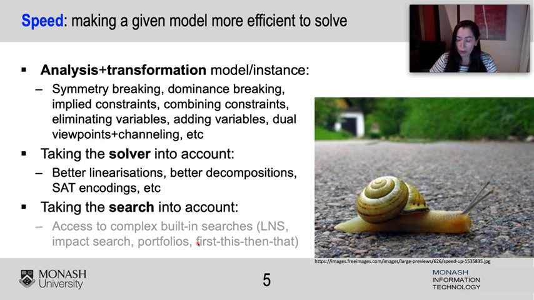So rather than having no search or having a very simplistic search, transforming the model to give it access to complex built-in searches like large neighborhood search, like impact search, or even portfolios, first this then that, whatever it is you fancy, helping the modeler to model it and execute the model more efficiently. Okay, speed is the first.